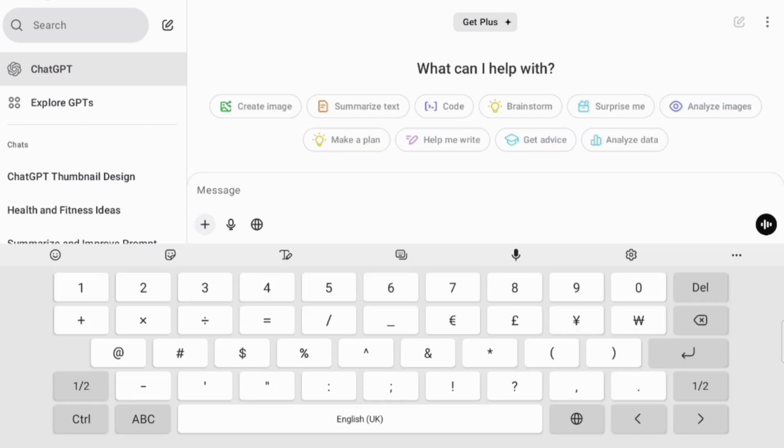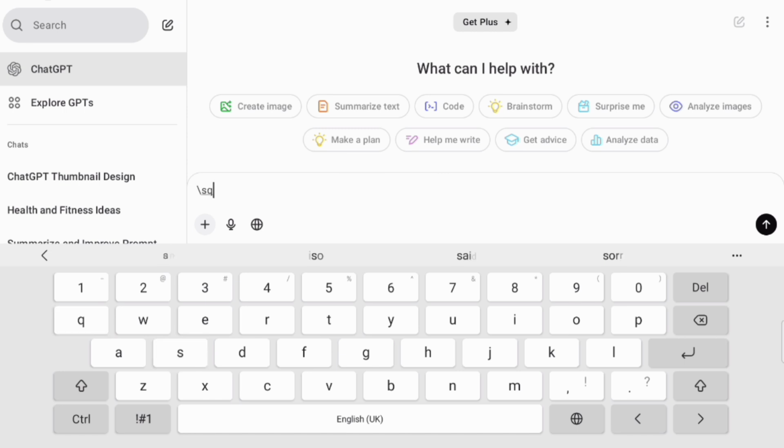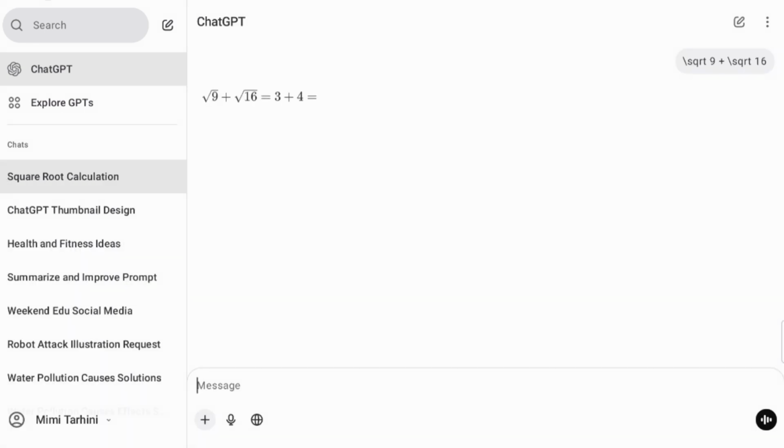First of all, radical. You just have to type in this formula and write the number you want, and ChatGPT will solve it. So, for example, if you wanna type radical 9 plus radical 16, you just write this formula and type it easily. And now send it to ChatGPT. And as you see, this is the answer.